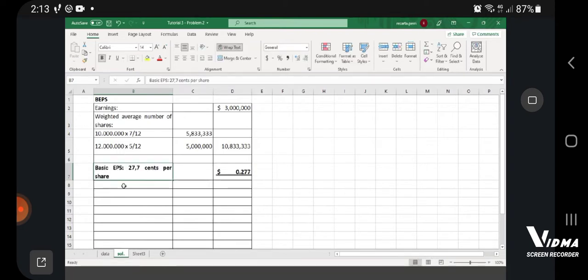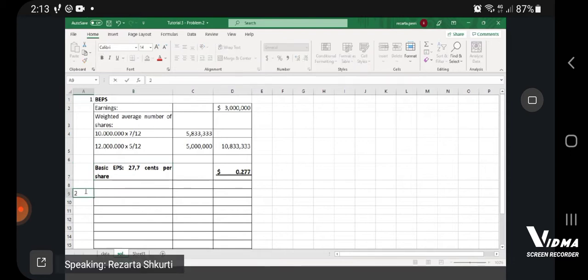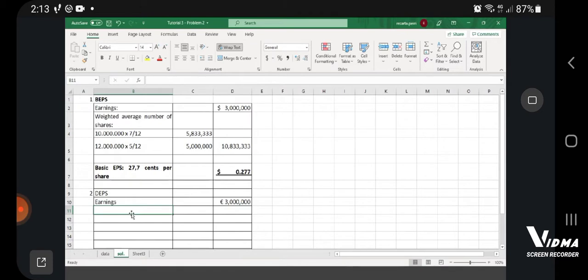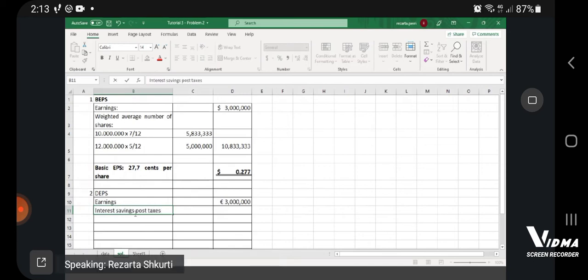We proceed with the second step. This is basic earnings per share, but the second step is to calculate the diluted earnings per share, right? So we start again with earnings, with the previous figure that we stated. That was the earnings figure. The earnings available to common shareholders is 3 million, as we stated, but we have to take into account the interest savings post taxes. Now, what does that mean?